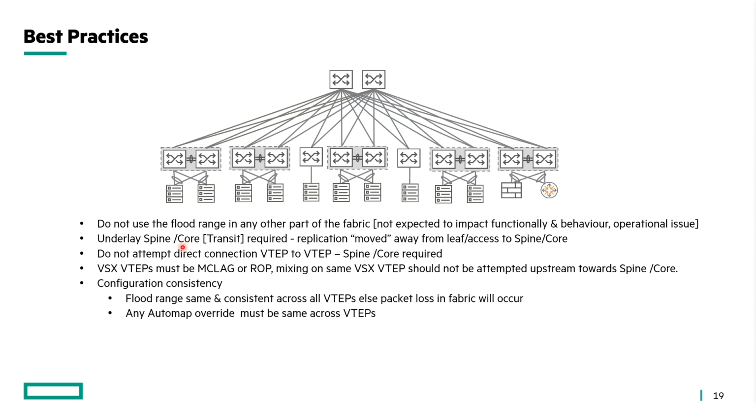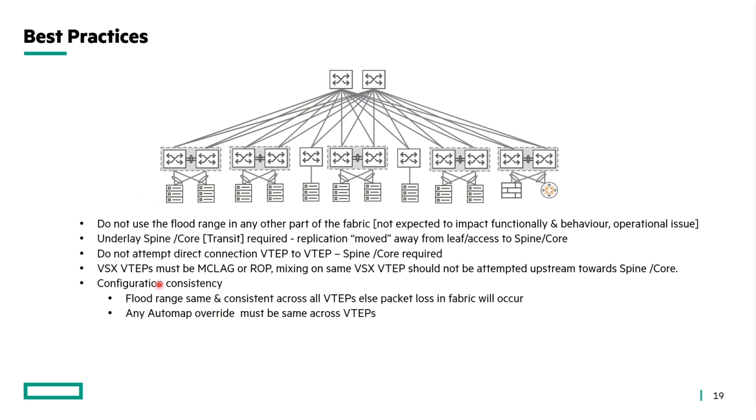So you always need a spine or core. A transit is required, because what we're doing is moving the replication away from the access VTEPs and moving it to the core. So again, do not attempt a direct connection between VTEPs. We do need a spine or core, which is required in these single fabric scenarios.